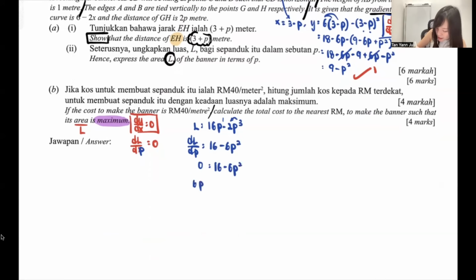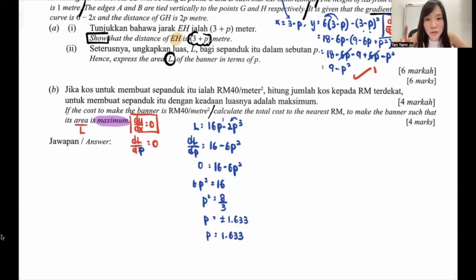Move around. Negative, move it over, positive. Times 6, move it over, divide by 6, 8 over 3. So P squared equals 8 over 3, move it over, square root. So guys, you will get plus minus 1.633. But of course, P cannot be negative because it's height. So it will be 1.633. That means when my P is 1.633, then I will reach the maximum area. Okay, my dear. So now I want to know what is the cost if they are maximum area.